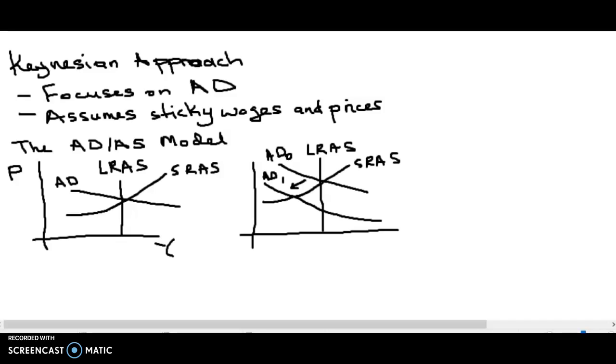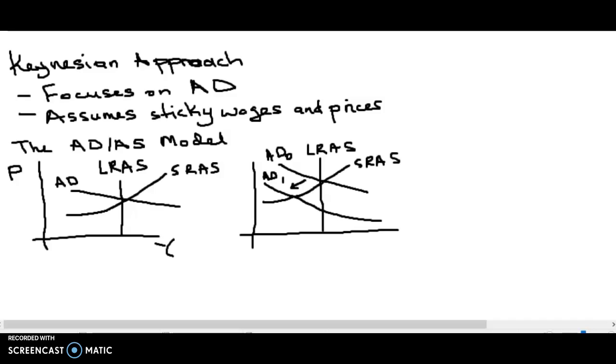What that means is when the economy faces a downturn, employers don't necessarily want to reduce the wages of their employees immediately. So it takes a while for that to kick in. Same thing with prices.